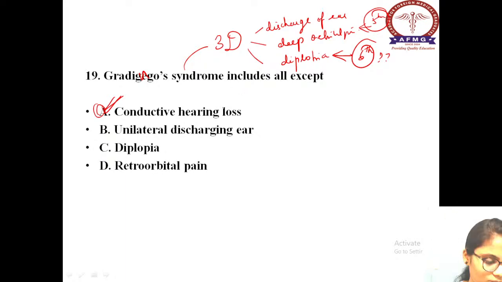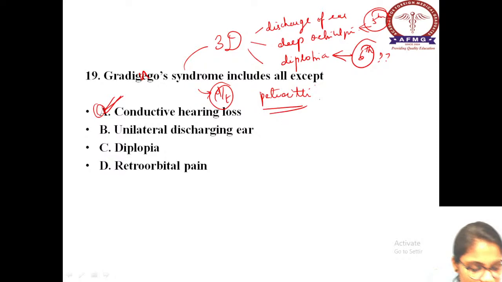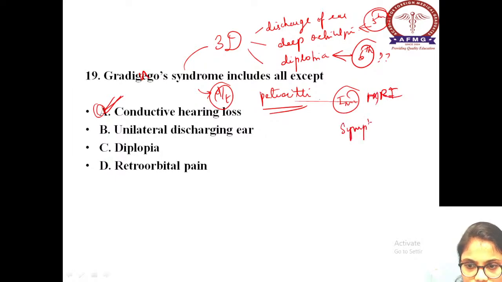So these are the important points of Gradenigo syndrome which you have to remember. This syndrome is because of which abnormality? That is petrositis, in which the 5th and 6th nerves are involved. The investigation is MRI, and you give symptomatic treatment. Yes, LR, very right, lateral rectus. So this is how they are important.